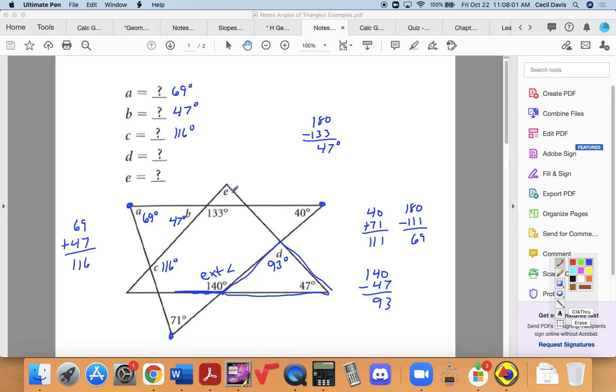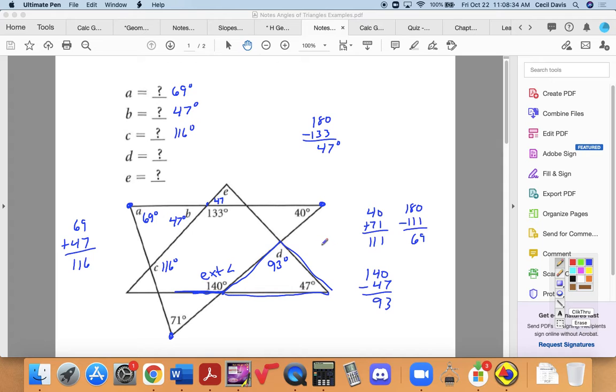Yes. Thank you. All right, so E is the only one on here where we have to find some other stuff first. We know that B and the left corner of the E triangle are vertical angles, so they're congruent. The left corner of the E triangle will be right here, 47, because they're vertical angles.